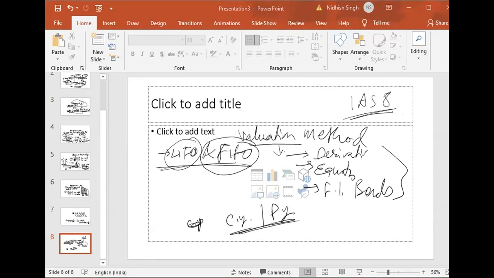Nidish, this derivative equity and FI bonds, you were trying to explain that there can be changes in their method like FIFO to LIFO easily. No, yeah, the two things got mixed.